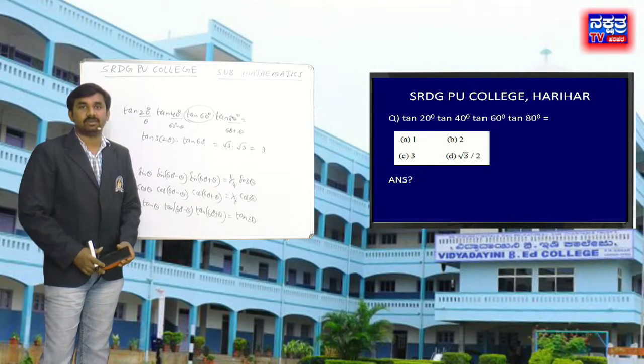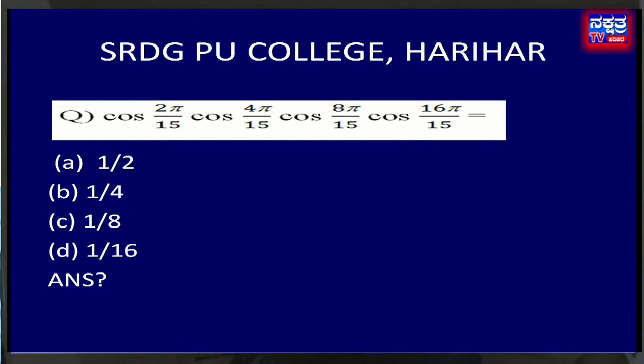What's the next question? Cos 2 pi by 15 into cos 4 pi by 15 into cos 8 pi by 15 into cos 16 pi by 15 equal to, option A 1 by 2, option B 1 by 4, option C 1 by 8, option D 1 by 16. Watch the board.